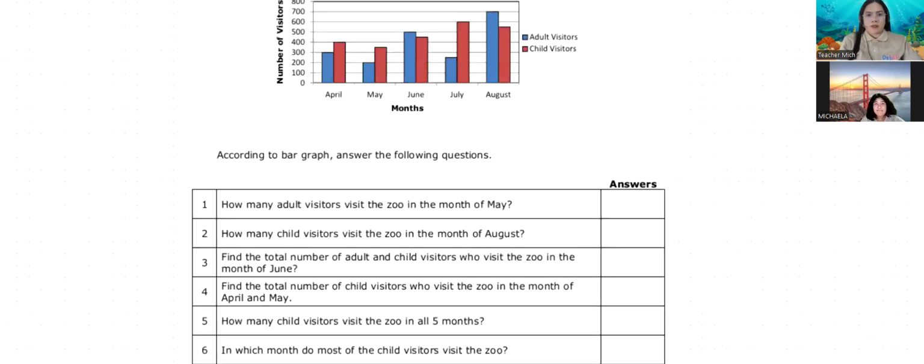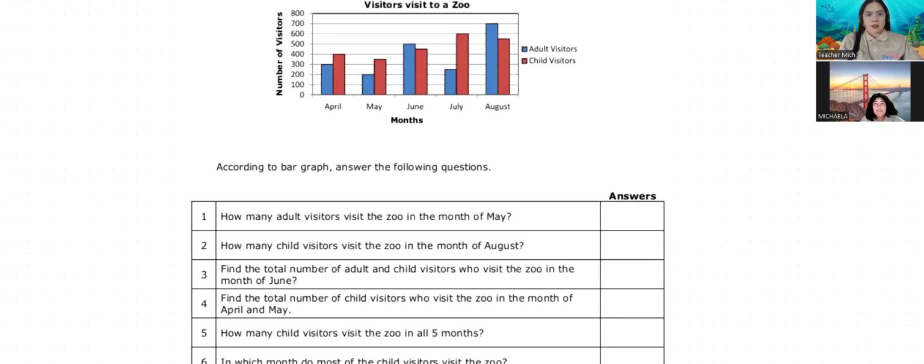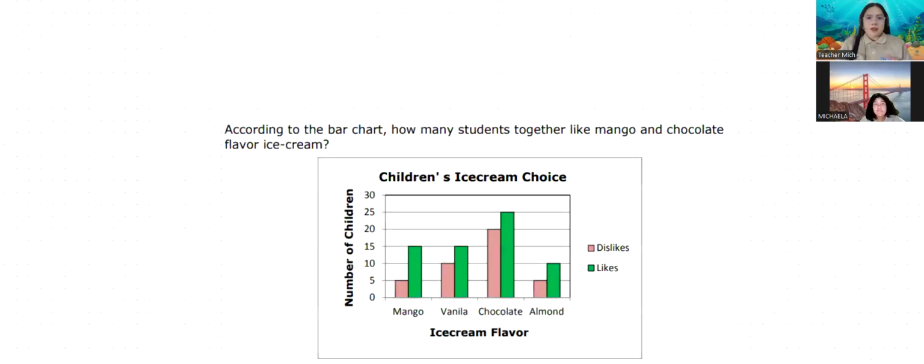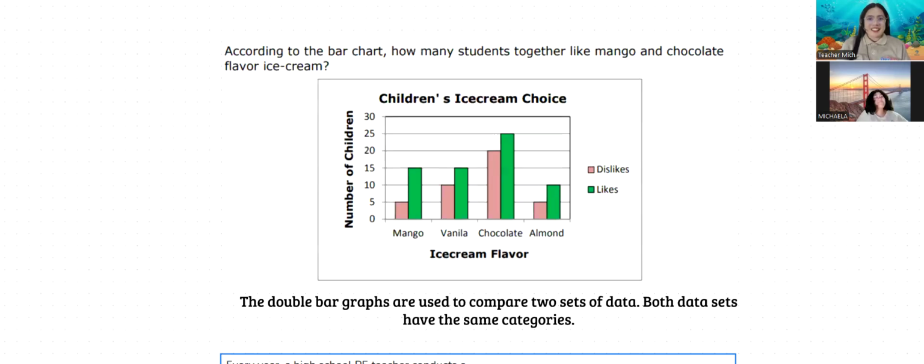So for today, anak, we're going to discuss everything about double bar graphs. So this is interpreting our double bar graph. Let's have our first example. According to the bar chart, how many students together like mango and chocolate flavor ice cream? So this is our double bar graph.